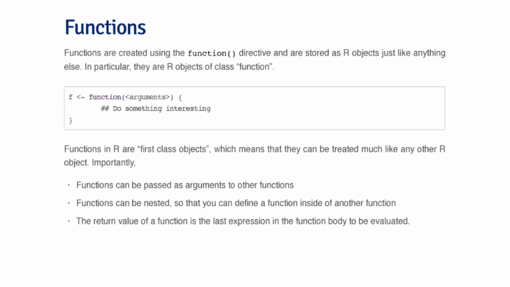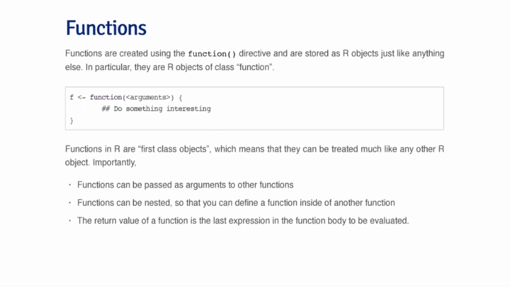So functions in R are created using the function directive, and functions are stored as R objects just like anything else. So you might have a vector of integers, a list of different things, a data frame, and then you have a function. In particular, R functions are R objects of the class function. The basic instruction here is that you assign the function to some object. Here I called it f. The function directive takes some arguments, and then inside the curly braces there is R code which does something that the function is for.